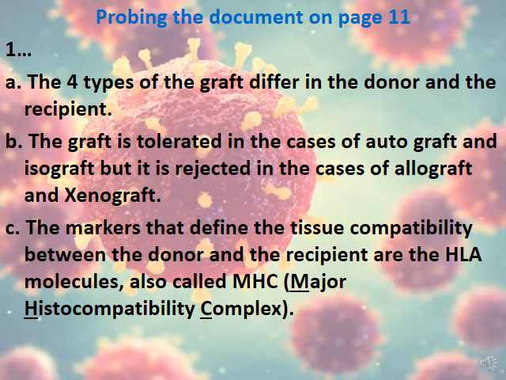To the answers. How do the different types of graft differ? The four types of graft differ in the donor and the recipient. The graft is tolerated in the case of autograft and isograft, but it is rejected in the case of allograft and xenograft. The markers that define the tissue compatibility between the donor and the recipient are called HLA, also called MHC, major histocompatibility complex.